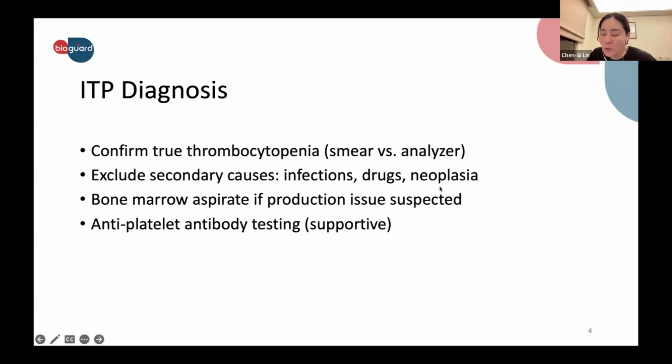And we can also use imaging tools such as radiography and ultrasound to help us rule out a clot, neoplasia, and spleen disease. So bone marrow aspirate, if you suspect this case is a result of decreased production rather than platelet destruction. So in these cases, you may try bone marrow aspirate.